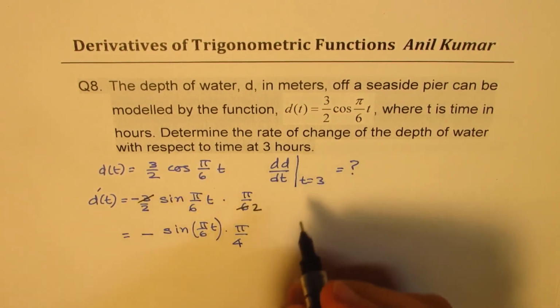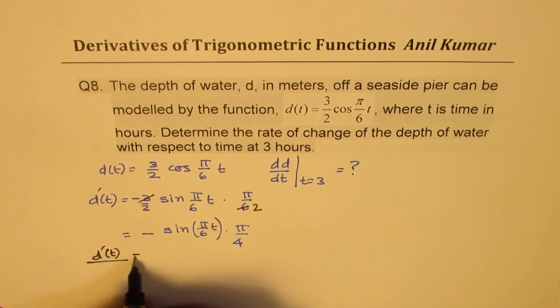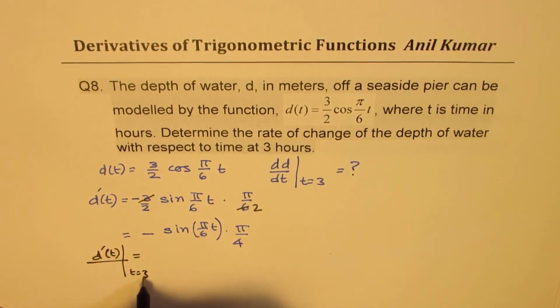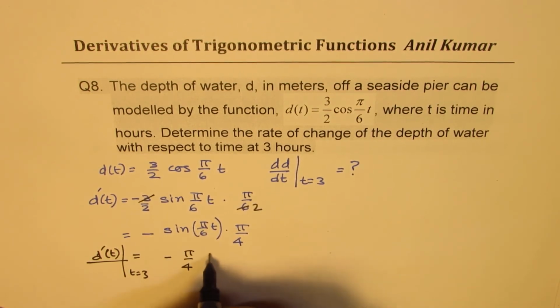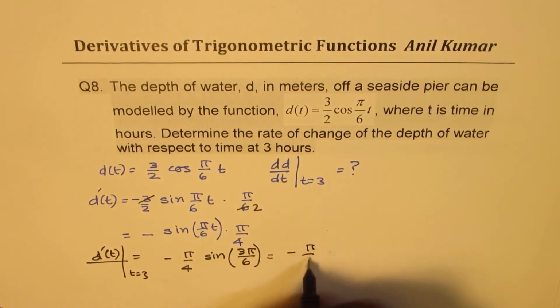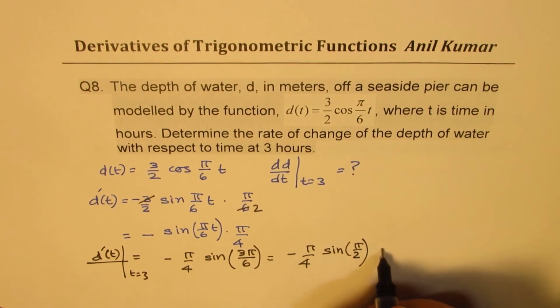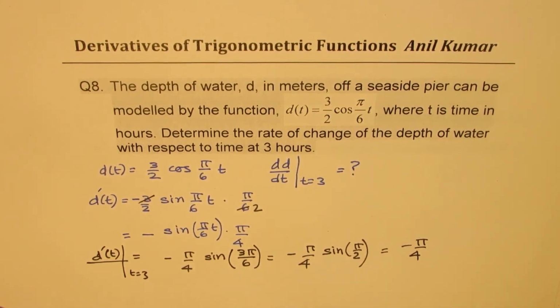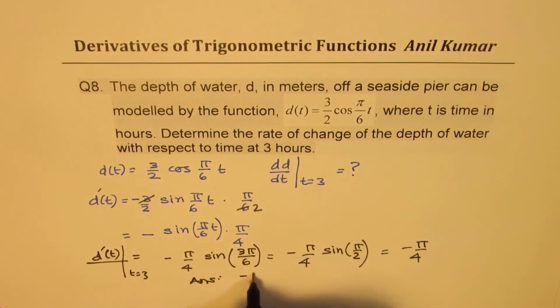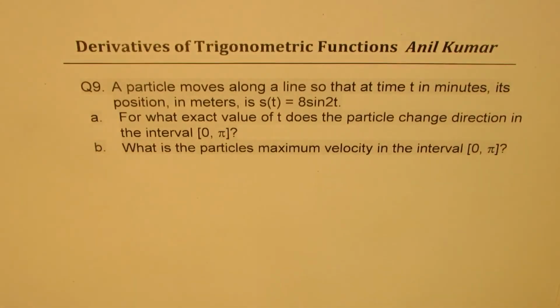Now we can find the derivative at t equals 3. Just substitute 3 here. So we get minus pi by 4 sine 3 pi by 6, which is minus pi by 4 sine pi by 2. Sine pi by 2 is 1, as you know, so we get minus pi by 4 as our answer. So the answer here is minus pi by 4 meters per hour. Now units are very important in these examples, correct? Let's move on and take the last question here, which is question number 9.